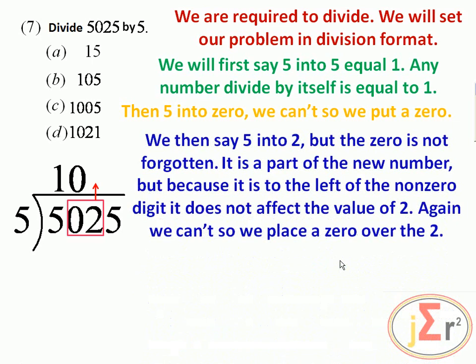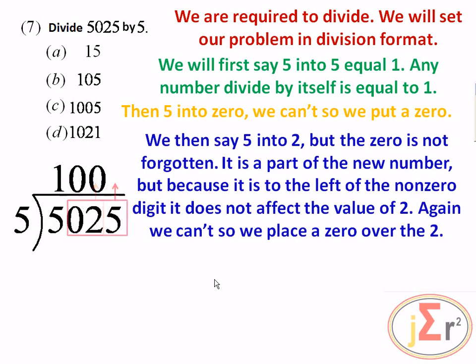We then say 5 into 2. But the 0 is not forgotten. It is a part of the new number. But because it is to the left of the non-zero digit, it does not affect the value of 2. Again, we can't, so we place a 0 over the 2. So what do we say now, Jerry, after we can't? We say into? 25. Right, we say 5 into 25. But remember that we said 5 into 0 we can't. 5 into 2 we can't. Or 5 into 0 2 we can't. So we also need to keep this digit with us.